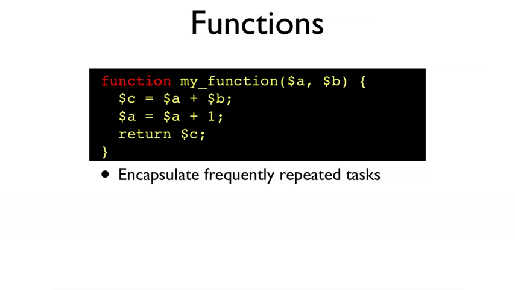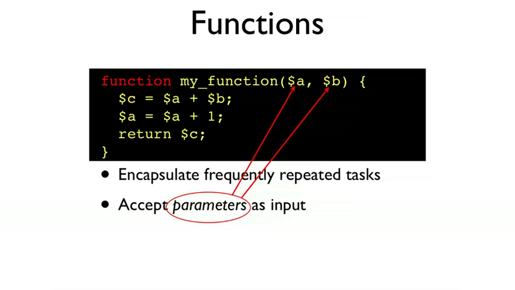Functions in PHP are used to encapsulate frequently repeated tasks. We'll be writing lots of functions as we start to override Drupal theme functions and implement pre-process hooks. The structure of a function begins with the word function, so that we know we're beginning a new function declaration. Then we give a name to our function, in this case my_function, and then we pass in a list of parameters, which will be the input values to our function. In the case of this example, we have the variable a and b.